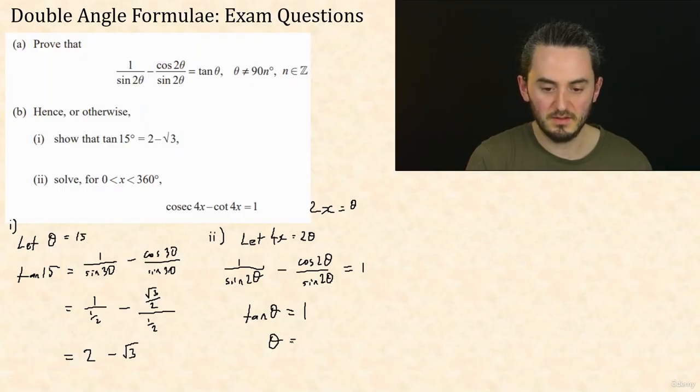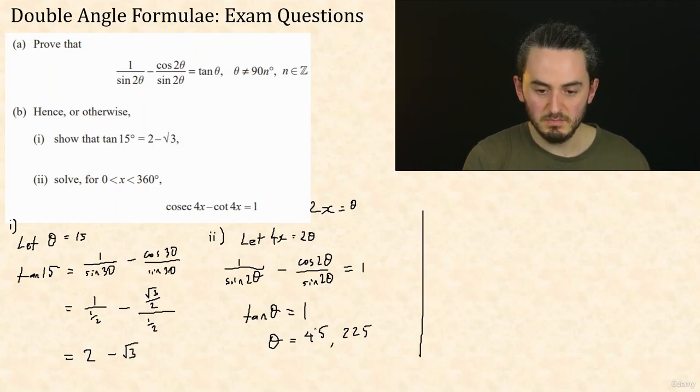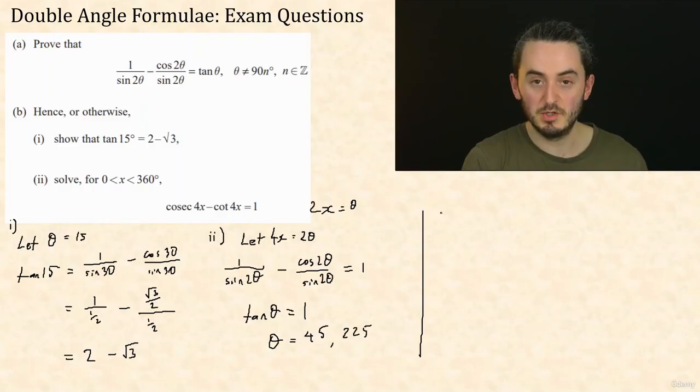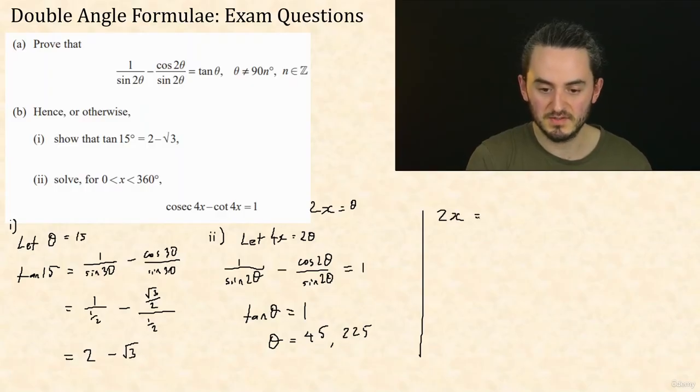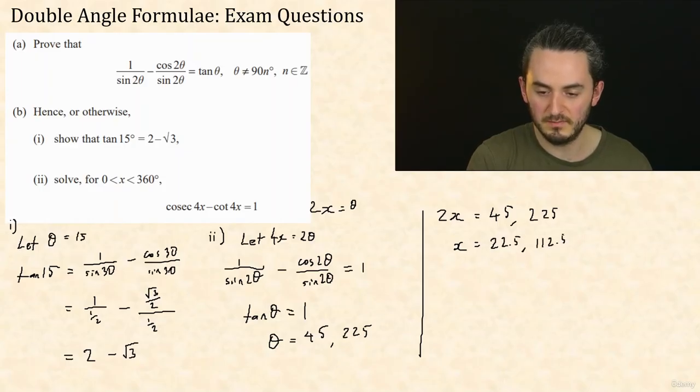Well, this is easy, right? When is tan theta equal to 1? Well, it's when theta equals 45. The next one is 180 more than that, so 225. But that was theta, and for us that's the same as 2x. We just renamed 2x as theta, so we just want 2x to be equal to 45 or 225. Well, that means that x is just half of these, so 22.5 or 112.5.